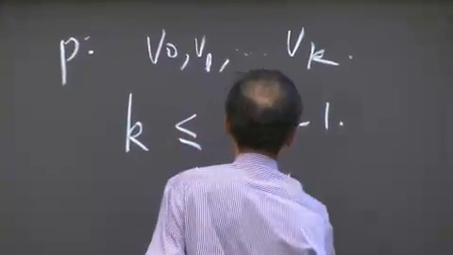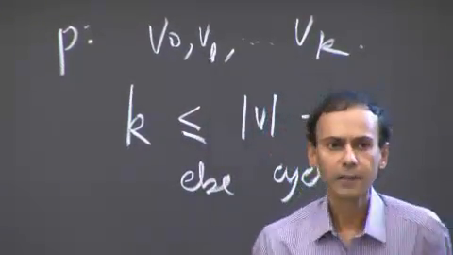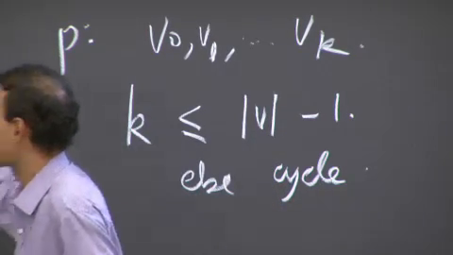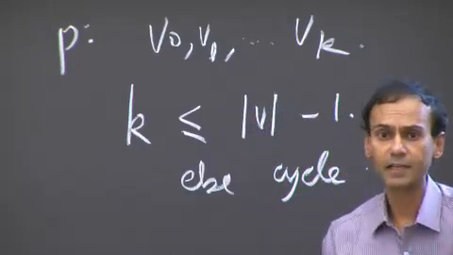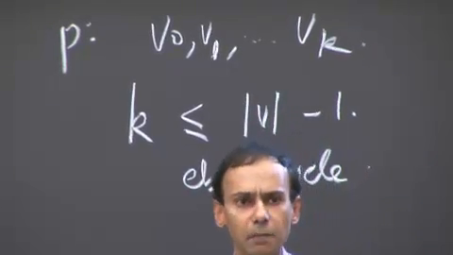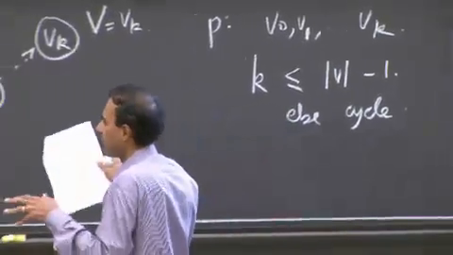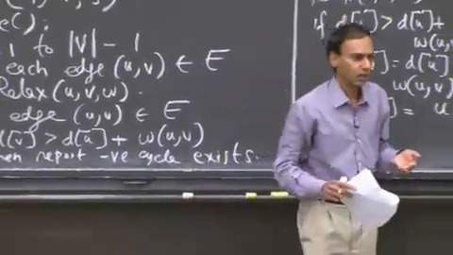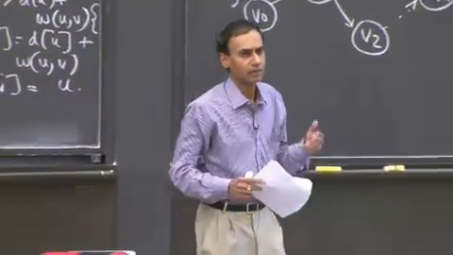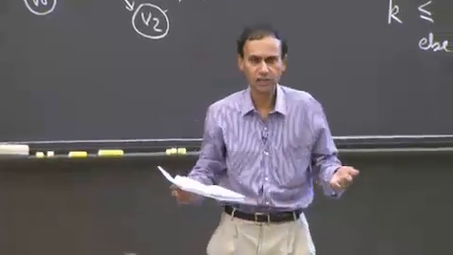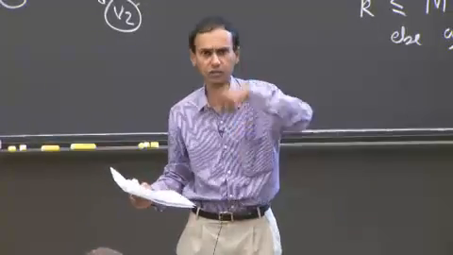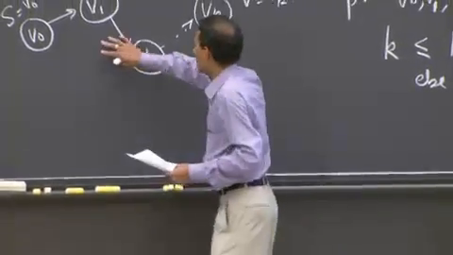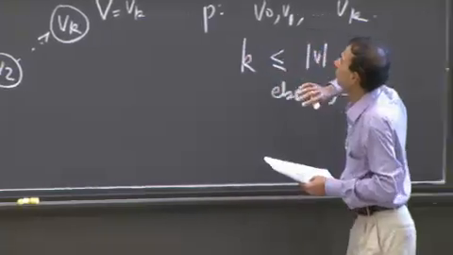Else, I'd have a cycle. Okay? And I wouldn't have a simple path. And we're looking for the shortest simple paths because, why are we looking for shortest simple paths? Well, if there's a negative cycle, we're in trouble, right? Because the shortest path is not necessarily the simple path, because you could go around the cycle a bunch of times. I'll get back to that.